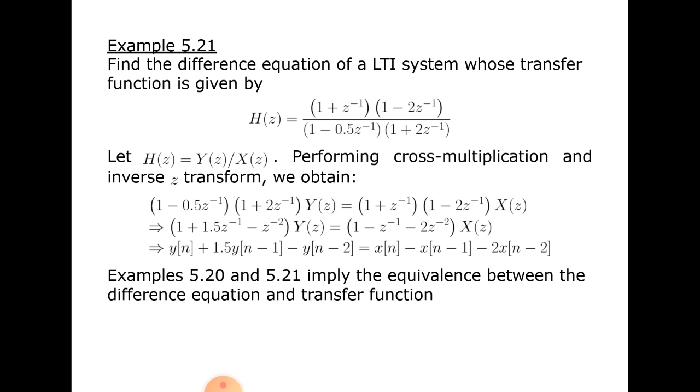So let H of z equal Y of z by X of z. Performing cross multiplication and the inverse transform, we obtain 1 minus 0.5 into z power minus 1 into 1 plus 2 into z power minus 1 into Y of z equals 1 plus z power minus 1 into 1 minus 2 into z power minus 1 into X of z, which gives 1 plus 1.5 z power minus 1 minus z power minus 2 into Y of z equals 1 minus z power minus 1 minus 2 z power minus 2 into X of z.